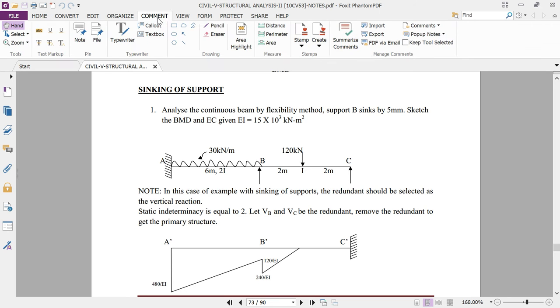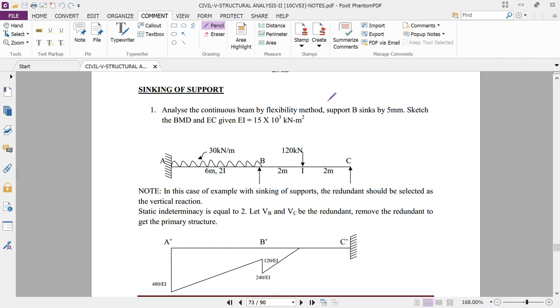We're going to see the next example of the indeterminate beams by using the flexibility method. As shown on the screen, this is a particular example in which a sinking of support is there. You can see that support B is sunk by 5 mm. Let us see how to calculate the bending moment and shear force diagram by using the flexibility method in such a case. This is a typical indeterminate beam, where B is sunk by 5 mm.